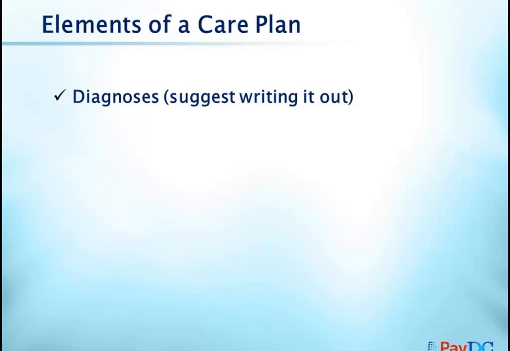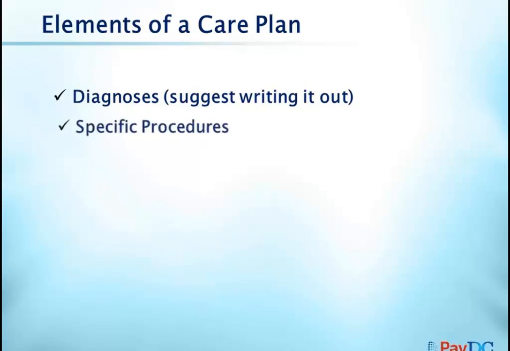So the first thing is your diagnosis. I always suggest writing it out. If you put down a number, numbers can be misinterpreted. So write it out. Remember, your documentation is a controlling aspect of reimbursement. So if a number is misstated on a claim form, you can always go back to your documentation to find out what it really was supposed to be and resubmit.